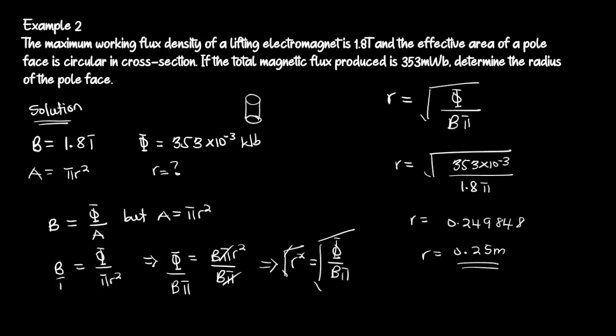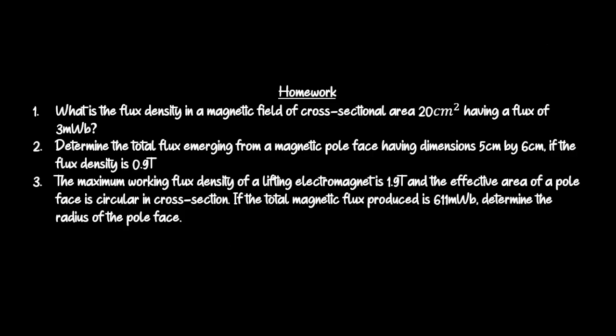All right, so that brings us to the end of today's tutorial. But before we go, these are 3 homeworks that I have for you guys. You can solve them and leave the answer in the comment section. I'll mark them and also solve them in another separate tutorial for you guys to see. So I have question number 1: what is the flux density in a magnetic field of a cross-sectional area 20 centimeters square having a flux of 3 milliweber? Number 2, we have to determine the total flux emerging from a magnetic pole face having dimensions 5 centimeter by 6 centimeter if the flux density is 0.9.